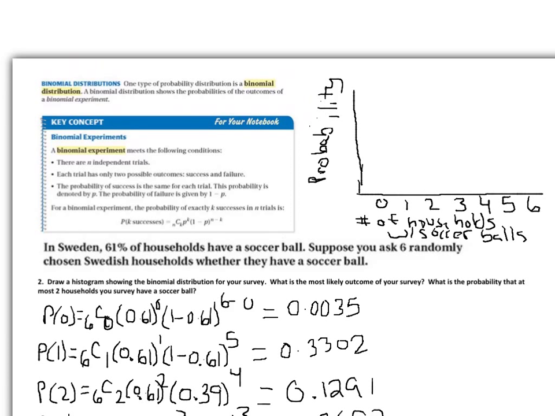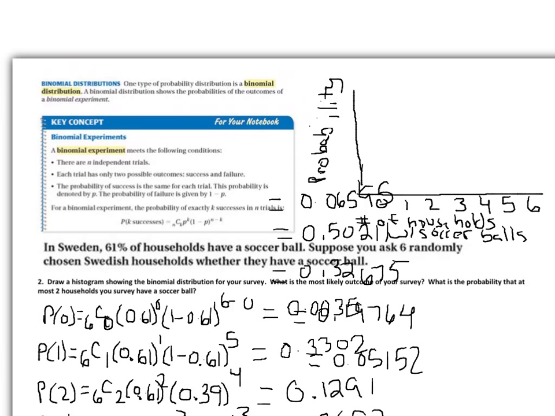So go ahead and turn this into a histogram and graph these out. Just remember, all the bars need to touch. Okay, graph these probabilities out. All right.